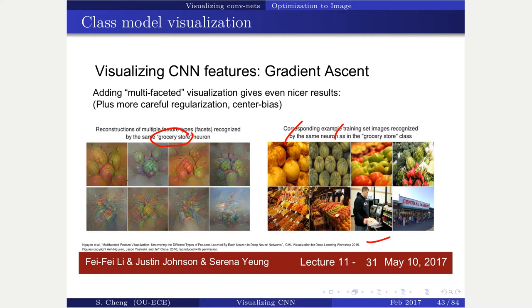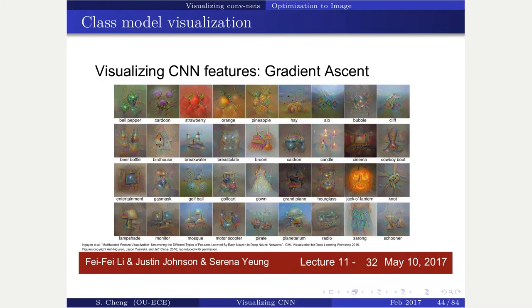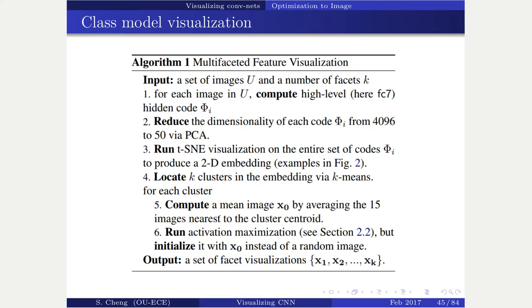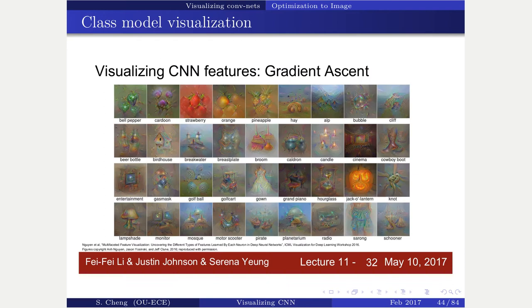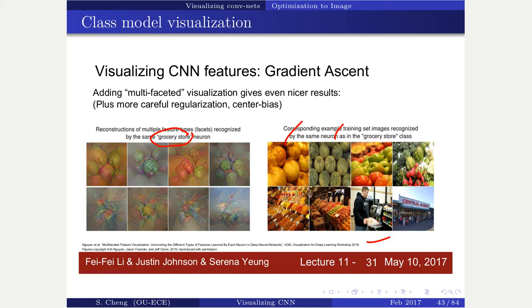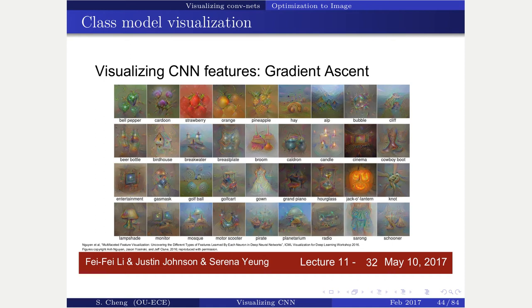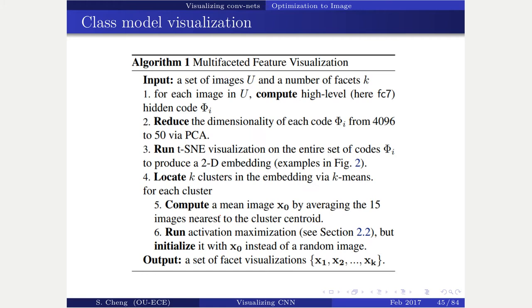Maybe get the patterns. So what they suggest is that they consider the multifaceted aspect of a class. They assume that I have a class that can have more than one visual representation of that class.